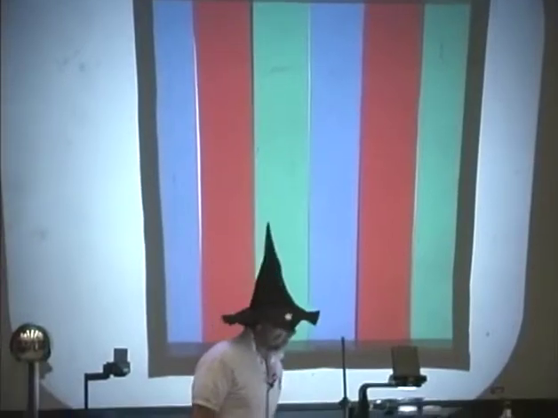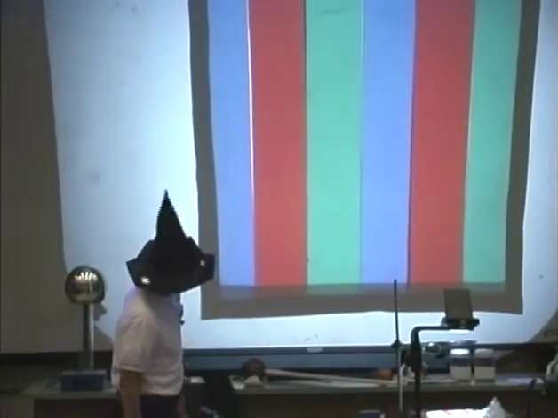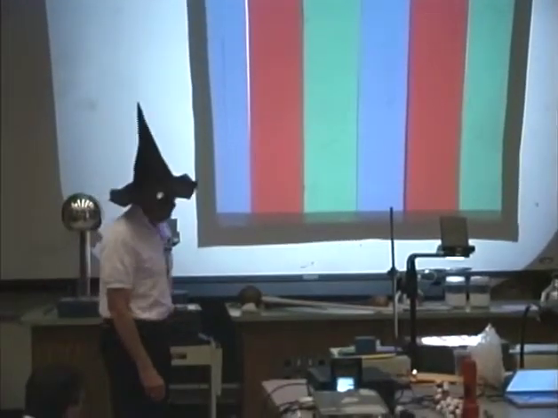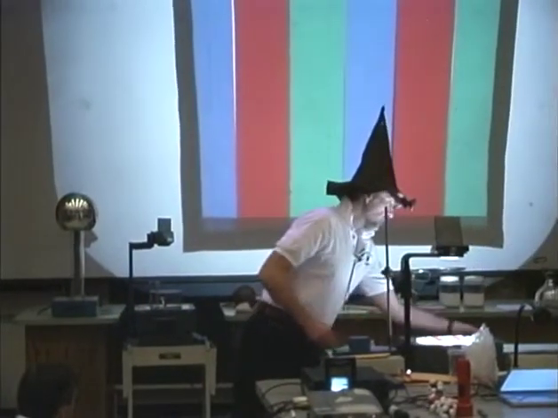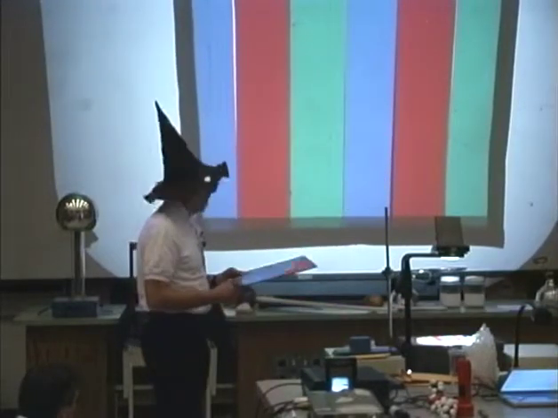But here's an interesting thing. If the stripes were very tiny, this display wouldn't look like red, blue, and green stripes, but it would just look white. And we'll see that in a minute. Okay, so we have a display, and we can think of it as just being all on. And now, if I put my analyzer in, now we have a display, but it's all off.